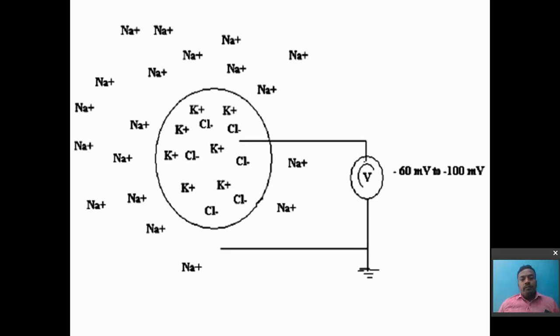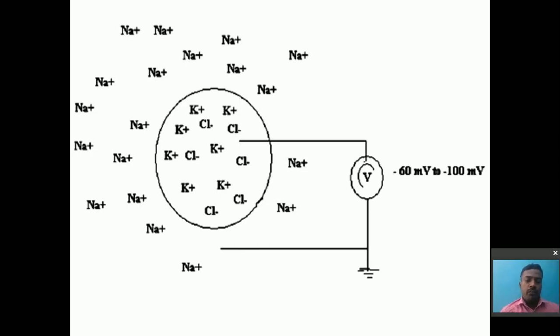See this diagram. The circle indicates the cell. Inside the cell we have two things, a potassium ion and a chloride ion. One electrode is connected to the voltmeter's positive terminal from the center of the cell. Outside the cell we have the sodium ion, Na plus. The outside is connected to another electrode, the reference electrode, which is mostly connected to the ground. So the main electrode is connected inside the cell and the reference electrode outside the cell.